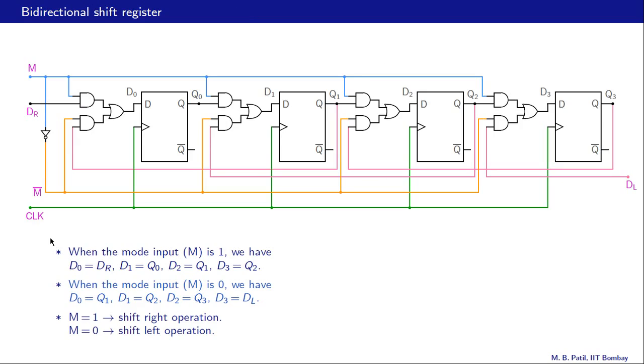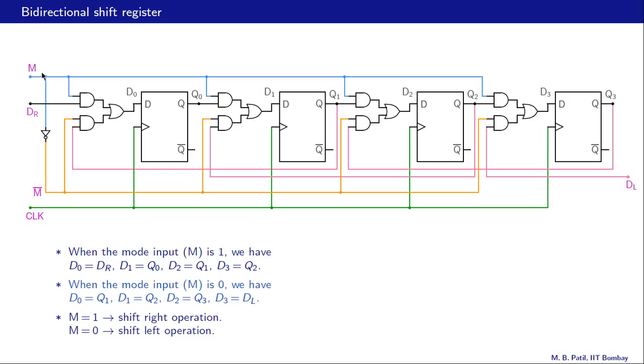The shift register that we saw earlier was shifting data from left to right, but we can also make a bidirectional shift register shown here, which can shift data either from left to right or from right to left, depending on the value of this input called M or mode. When the mode input is 1, then the data gets shifted to the right, and if it is 0, then it gets shifted to the left in that direction. So let us see how this works.